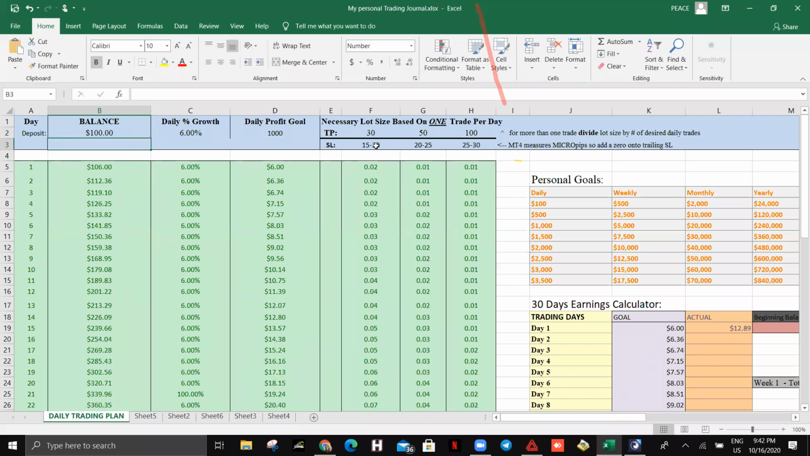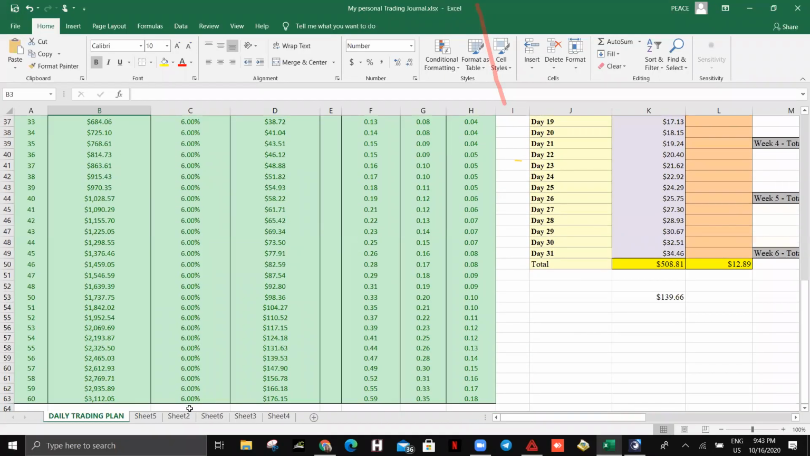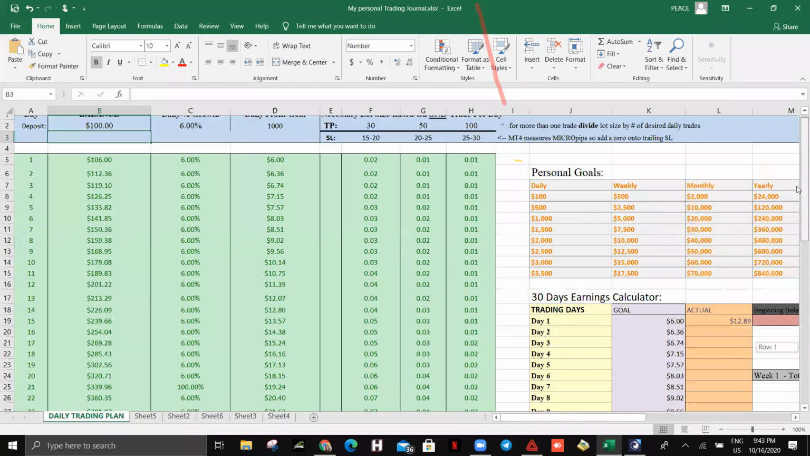You see $100, 30 pips 0.02, 50 pips 0.01, 100 pips 0.01. See the stop losses here: 10 to 20, 20 to 25, 25 to 30. That's what you're supposed to use for your stop loss. At the end of 60 days, you're having $3,000. Very nice. This is what? Compounding. You're aligning it. Now this can call you a profitable trader.